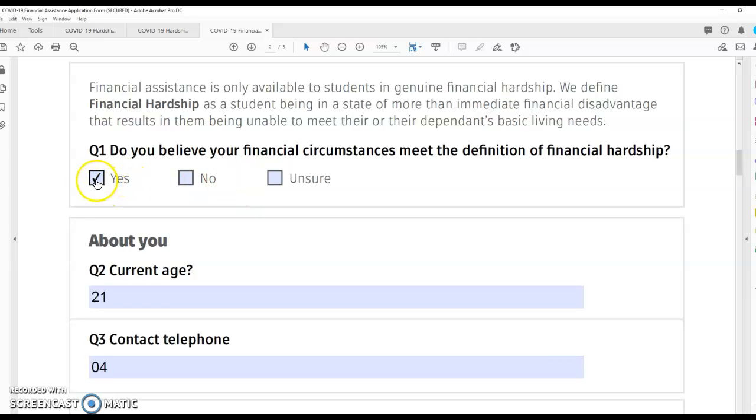So those things, you must answer this question one honestly. Do you believe you can meet your basic living needs? If so, you would say, no, I'm not in financial hardship. Now, that's okay. This application is not just for people in absolute financial hardship. Perhaps you just have a cost that you really can't afford at the moment. So you can choose no, or you can choose unsure. Only tick yes if you are really, really in a desperate situation and unable to supply your basic living needs.